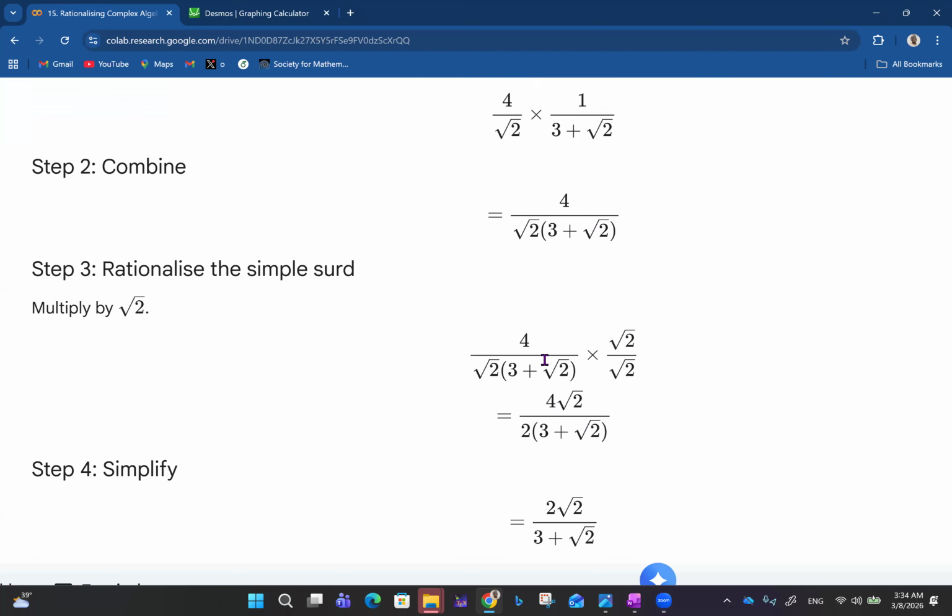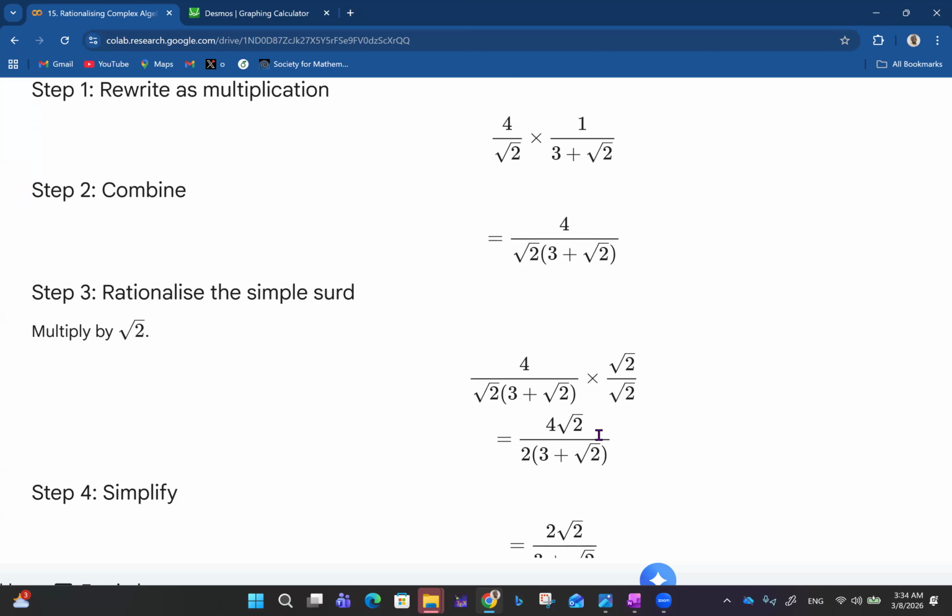So that's 4 now. To rationalize, you have to keep rationalizing. So you have to take care of this root 2 first. You multiply top and bottom by root 2. So you have 4 over root 2 into 3 plus root 2, times root 2 all over root 2. So you have 4 root 2. Root 2 times root 2, that's 2. So that 2 now multiplies 3 plus root 2.